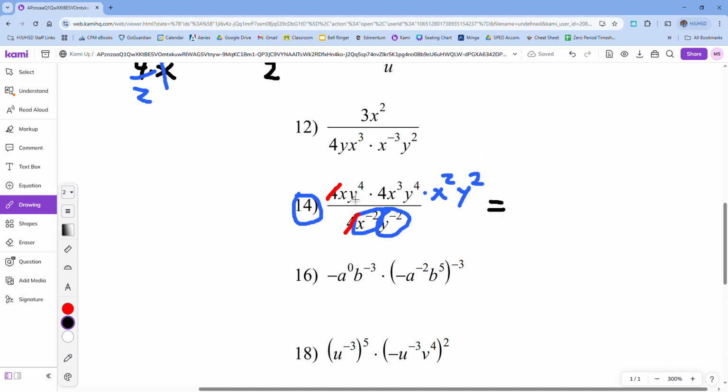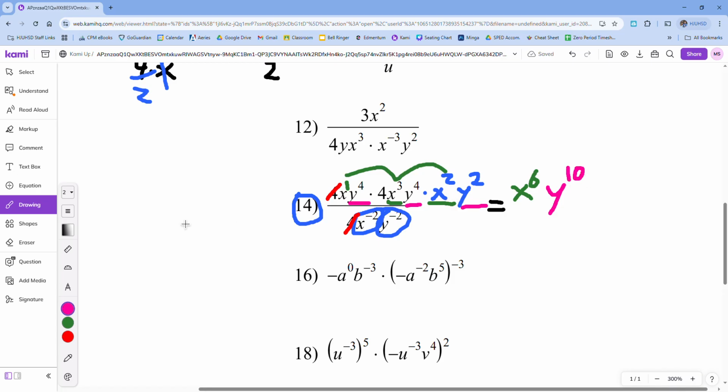And what do we have? Well, we have this x right here. We have another x cubed, and we have this x squared. Remember that this x right here has an exponent of 1. When you multiply them, you're just going to add all the exponents. That's going to give you x to the 6th. The y's, we have y to the 4th, y to the 4th, and y squared. Add those up, and you're going to get y to the 10th.